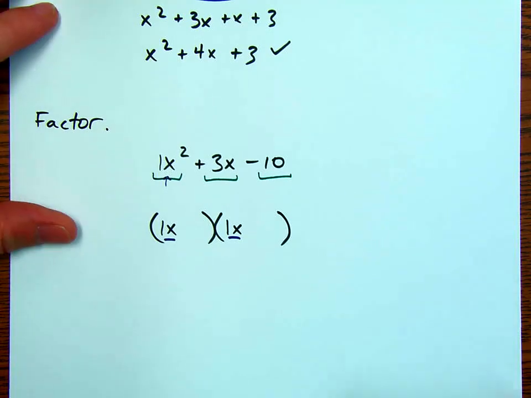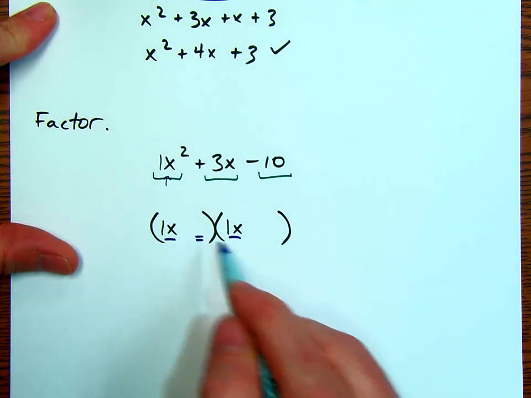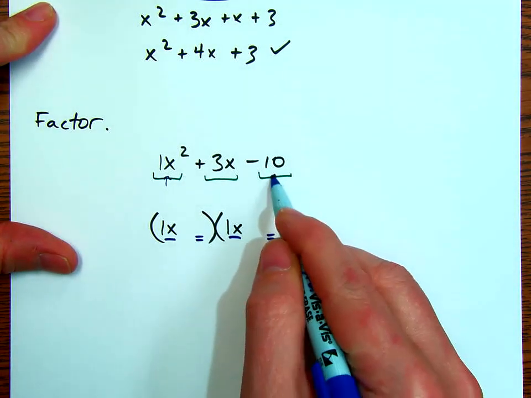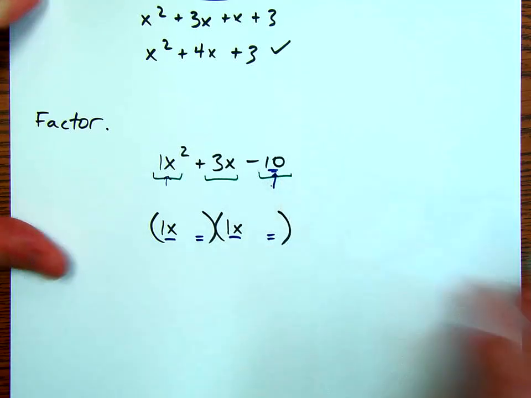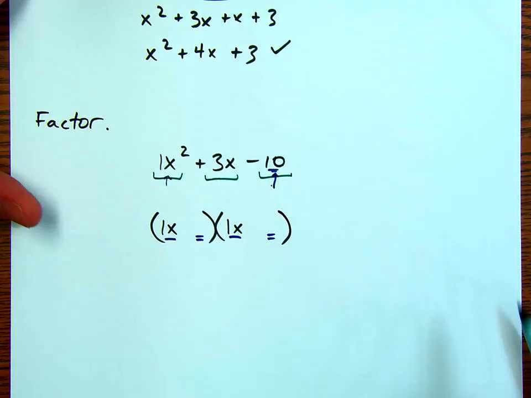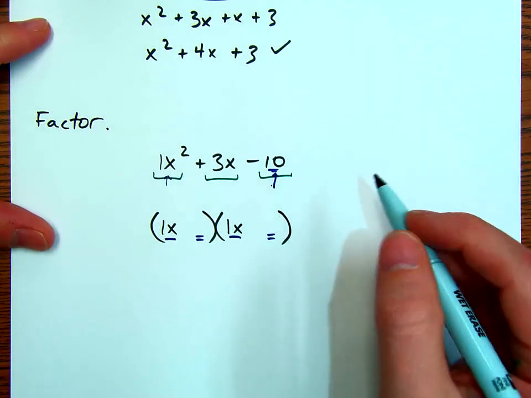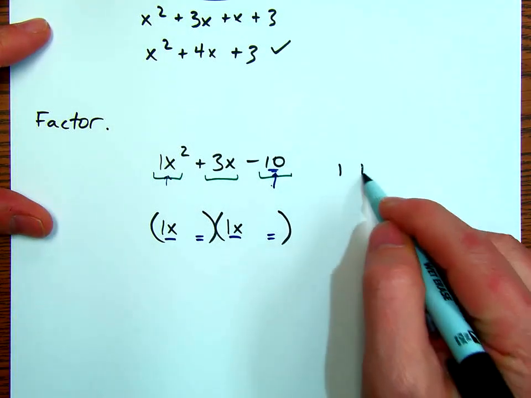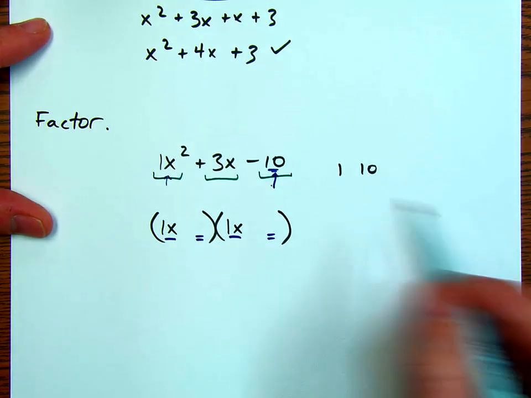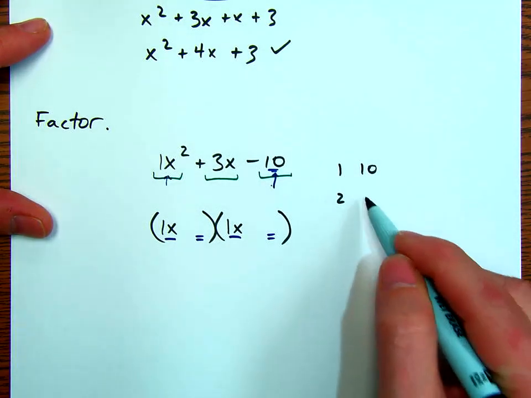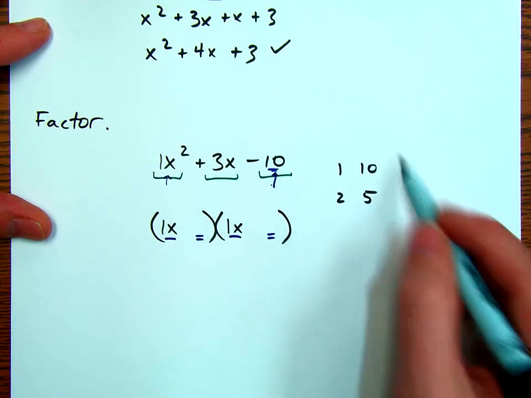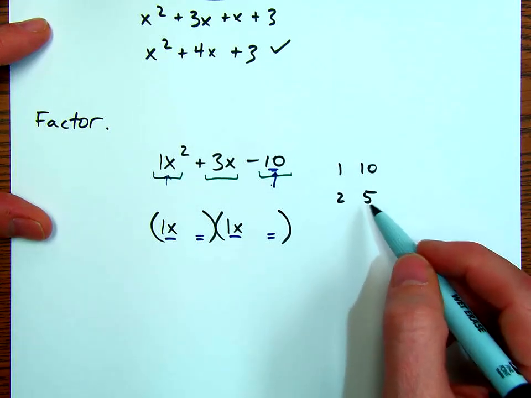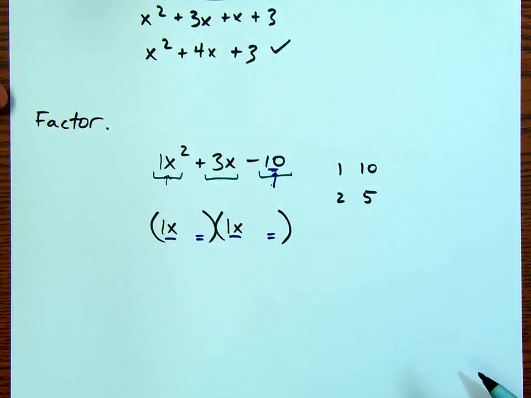So it's my only option, so I'm going to go ahead and write it in. Now these two have to multiply to equal 10, right? So we want to consider what values multiply to equal 10. Well, of course we know 1 times 10 multiply to 10, but 10 can also be made from 2 times 5. So these are all of the sets of numbers that can multiply to equal this guy.